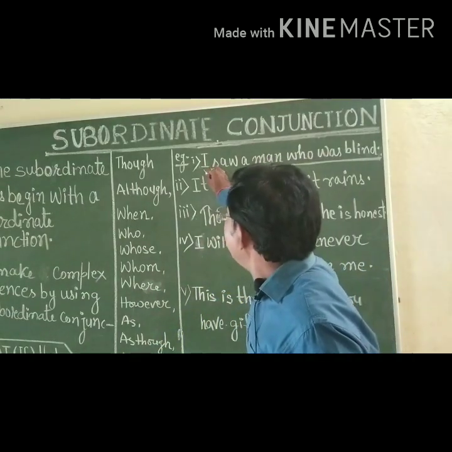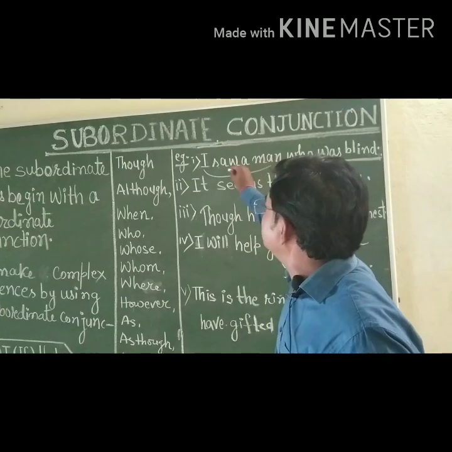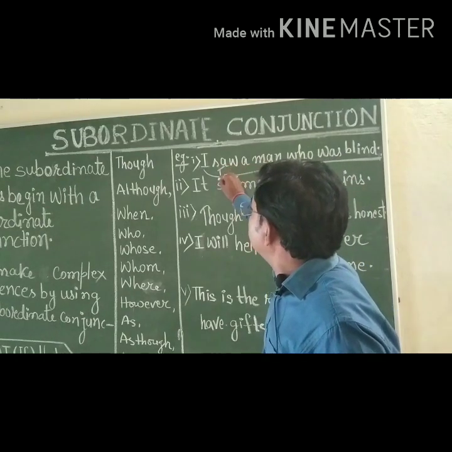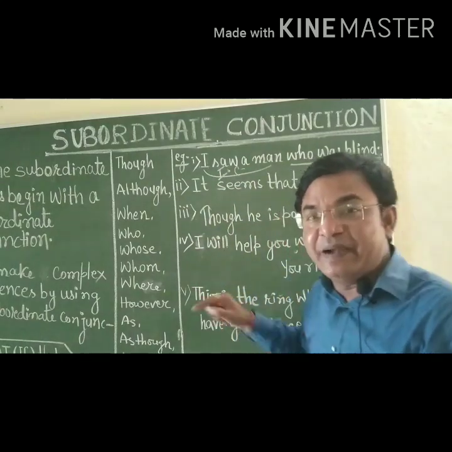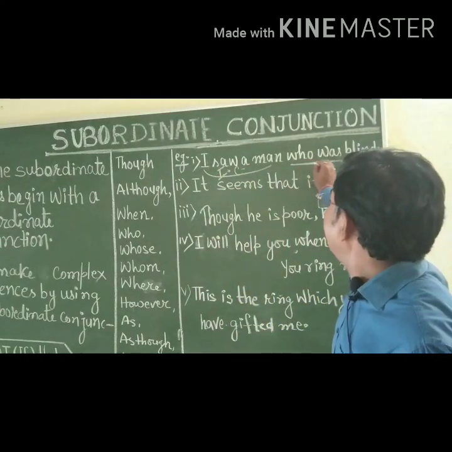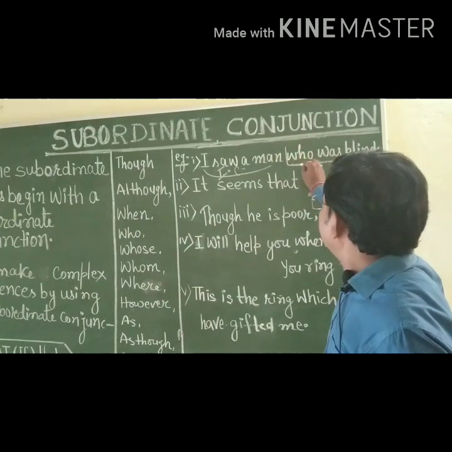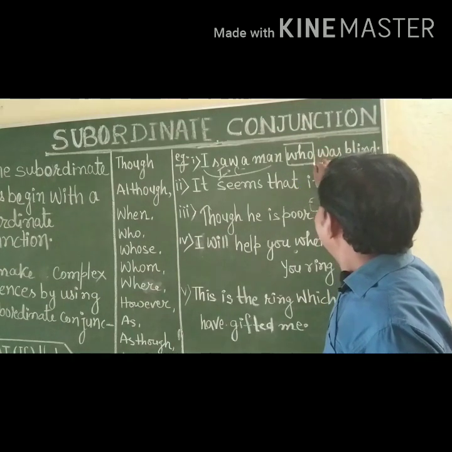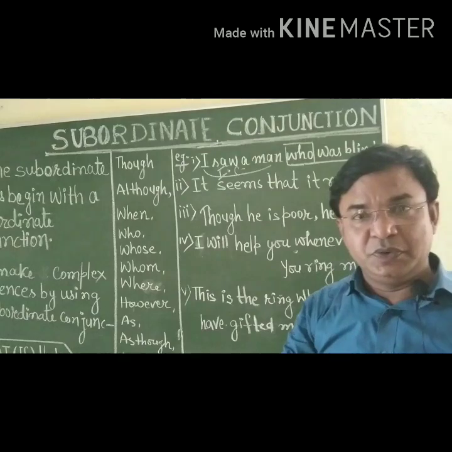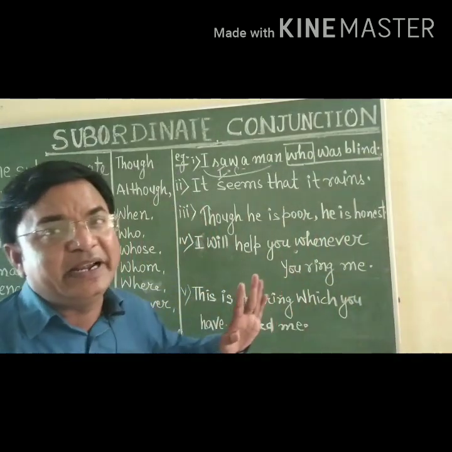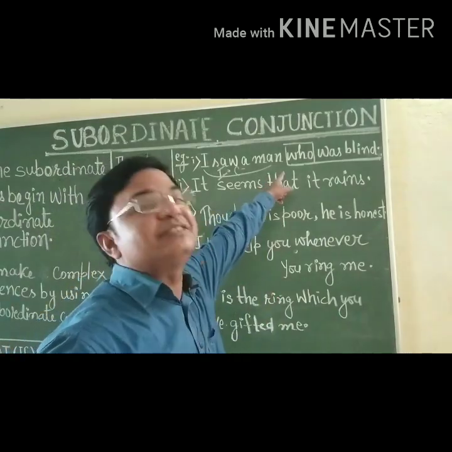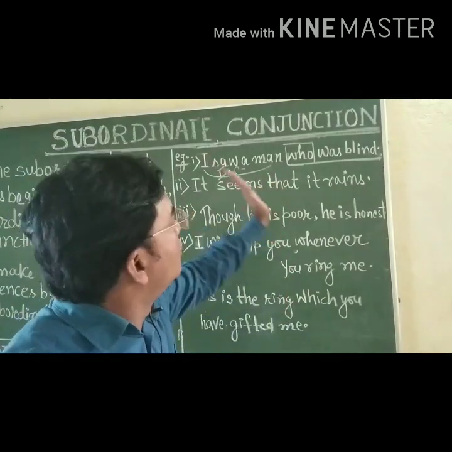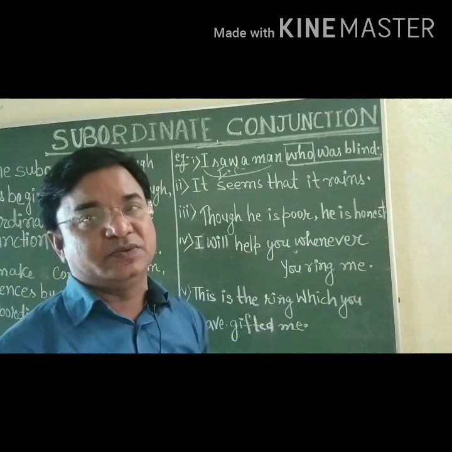So this one, I saw a man, is your independent clause. And the dependent clause is what? Who was blind. Because who is your conjunction. And I have already told you that all the subordinate clauses will start with a subordinate conjunction. Who is a subordinate conjunction. That's why who was blind is your subordinate clause.